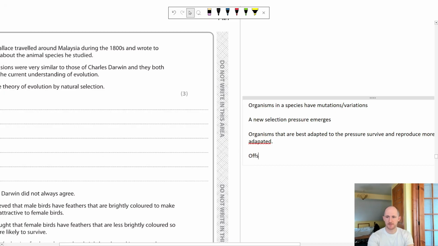So the offspring inherit the adapted trait. And then over time, this trait becomes more prevalent.